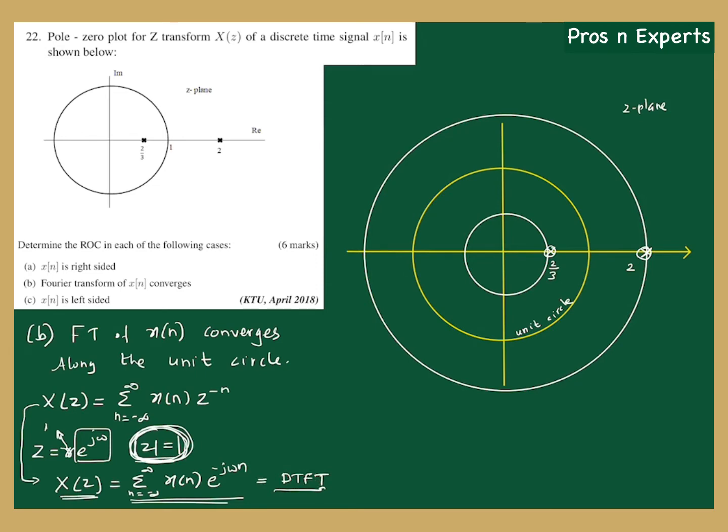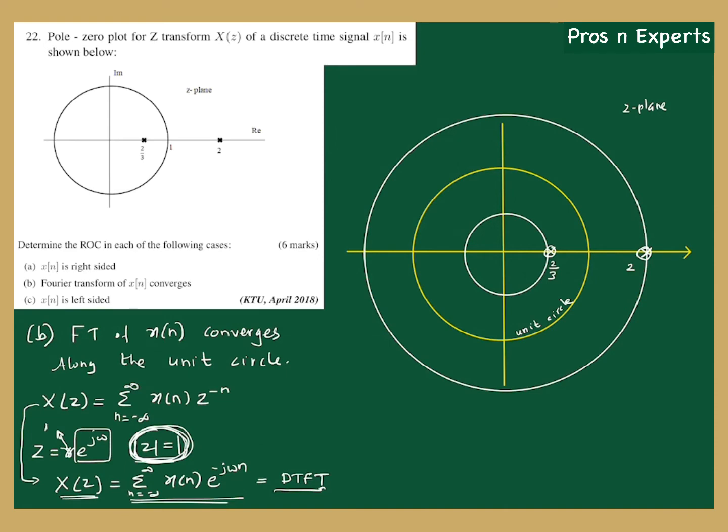So our aim is to find a possible ROC from this Z plane so that the ROC contains the unit circle. Our aim is to identify a possible ROC that contains the unit circle in the Z plane. So what can that be?